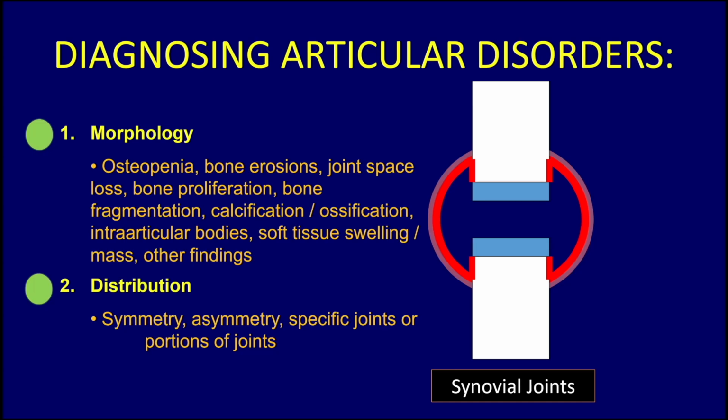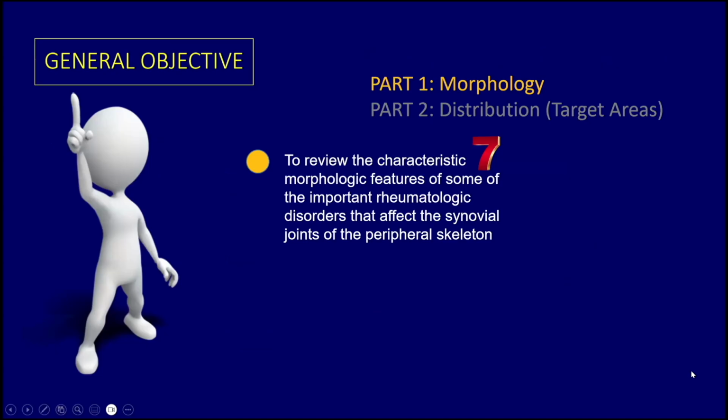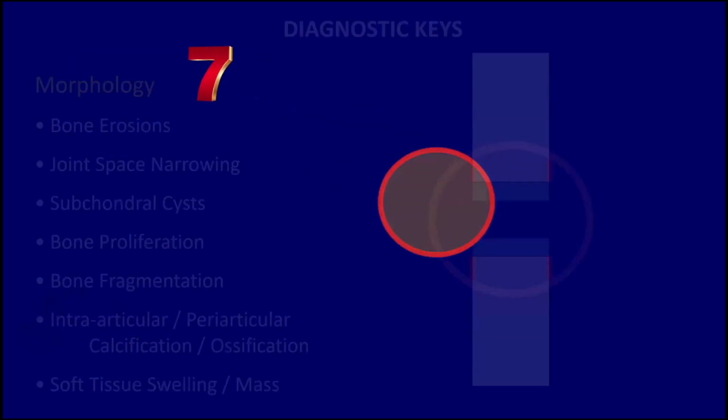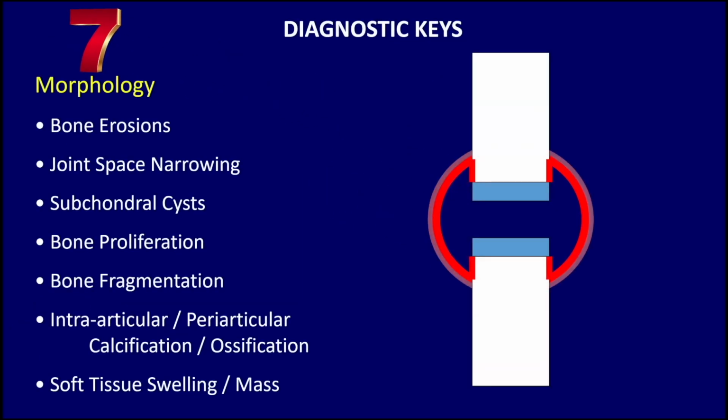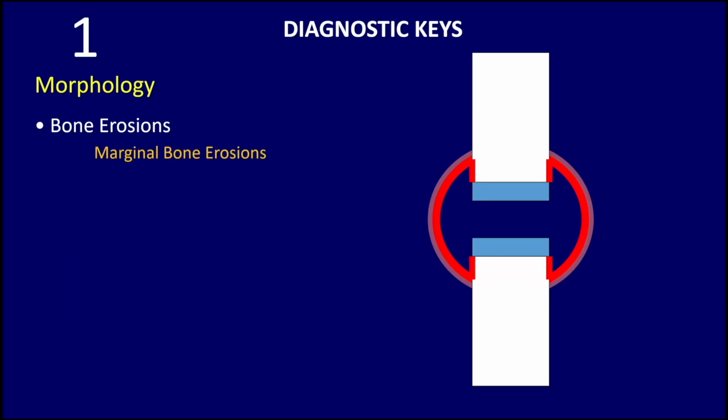For this particular discussion today, we're going to look at part 1, morphology. And my particular objective for this lecture is to review the characteristic 7 morphologic features of some of the important rheumatologic disorders that affect the synovial joints of the peripheral skeleton. To give you an idea of what we're going to cover, I list here those 7 features. We'll go through them one by one, starting at the top with bone erosions.